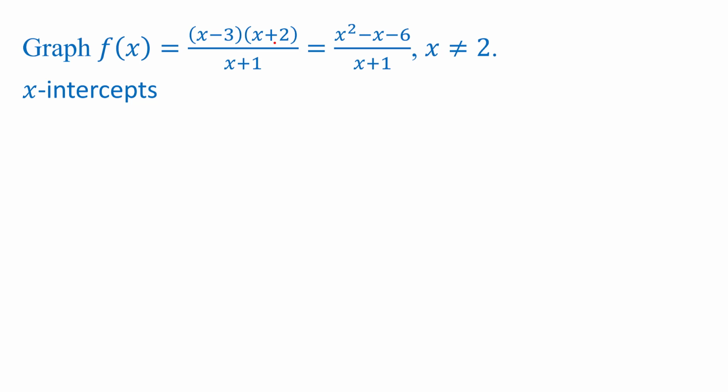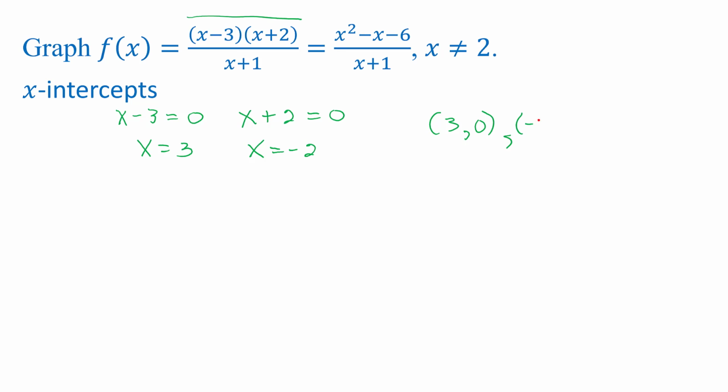For example, x-intercepts. If I look at this factored version right here, I can see that my x-intercepts would occur when y is equal to 0, or in this case, when x minus 3 equals 0, or when x plus 2 equals 0. That gives me x equals 3, x equals negative 2, for x-intercepts of (3, 0) and (negative 2, 0).